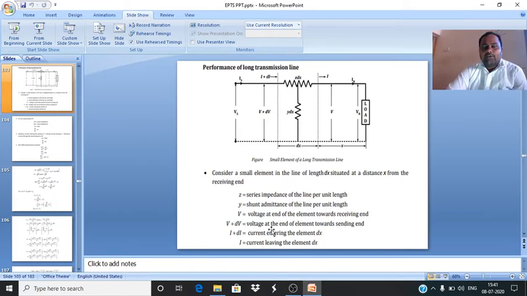Already we derived the equations and vector diagrams for short transmission line and medium transmission line. In medium transmission line, nominal T method, nominal pi method, and end condenser method. So now we discuss the topic of long transmission line using rigorous method.